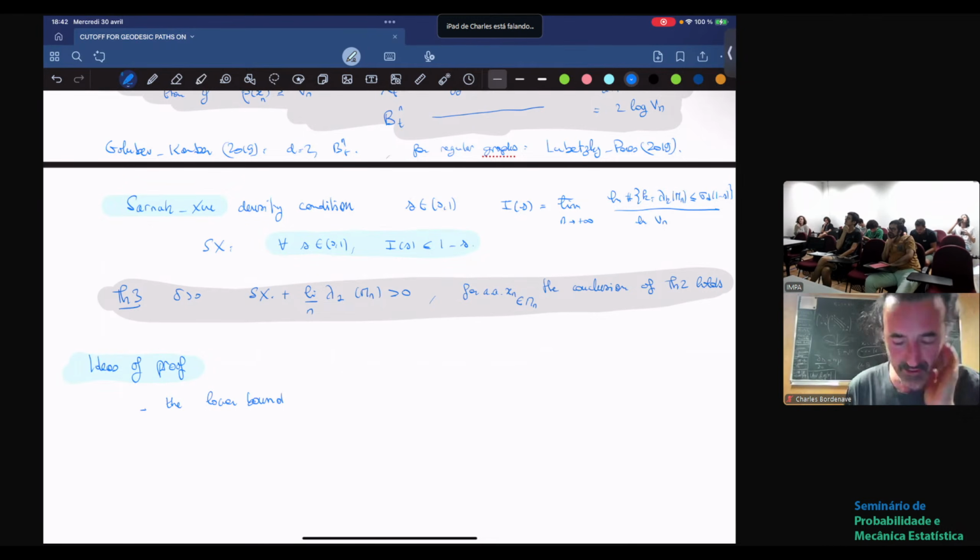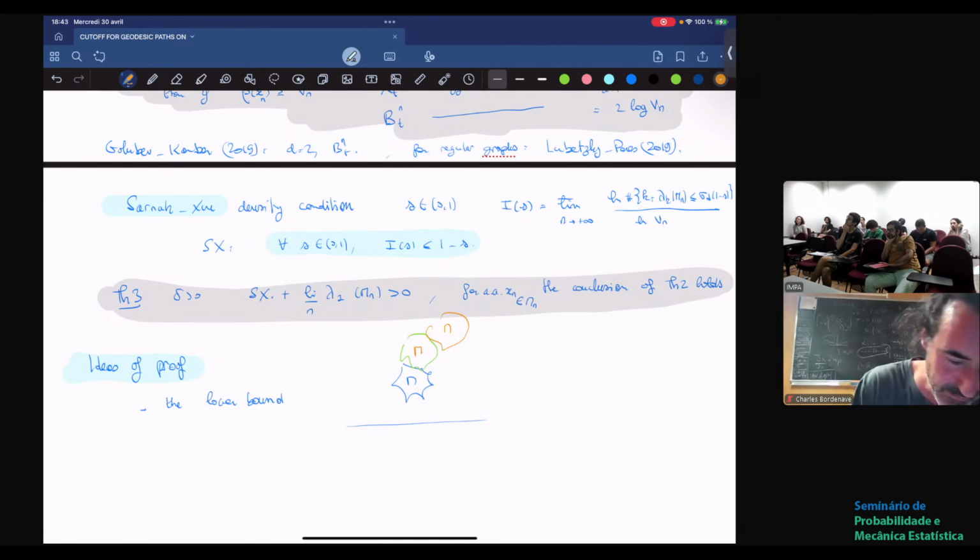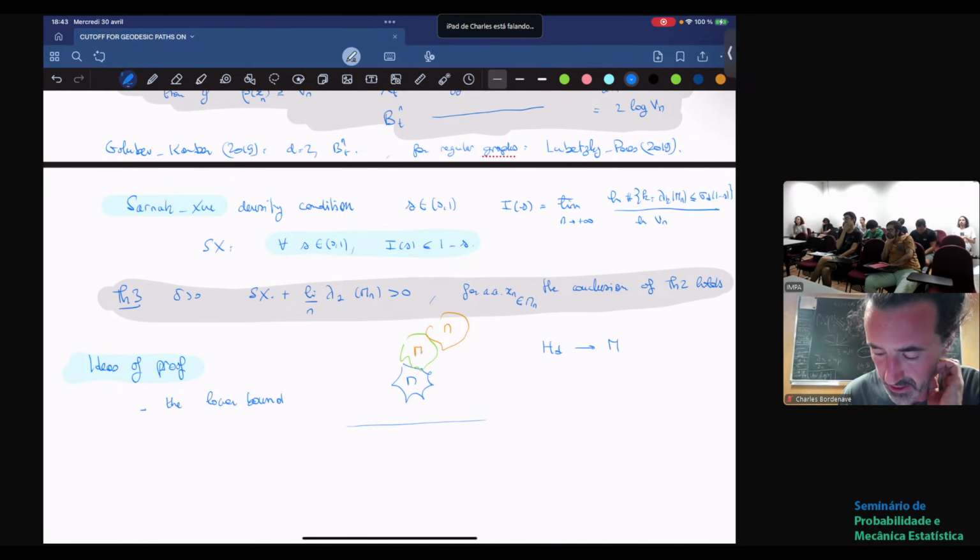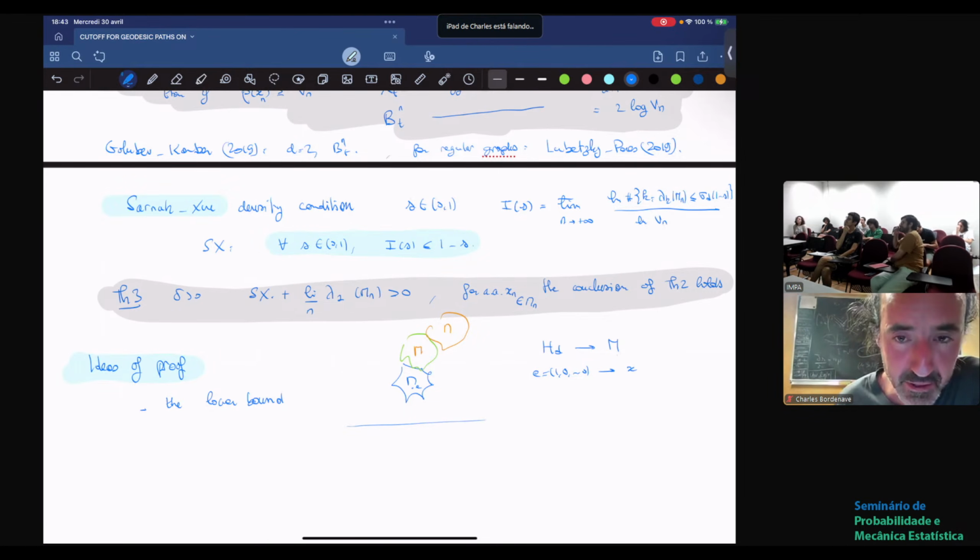You have to remember my picture, that you can think of M as being one copy of this, and there is a tiling of the hyperbolic plane with copies of my manifold M. So there is a covering map which goes from HD to my manifold M, and this is essentially a picture of my covering map, which sends, for example, a given point E, which is 1, 0, 0, 0, 0 if I use the half-space model, to my initial point X in my manifold of finite volume.